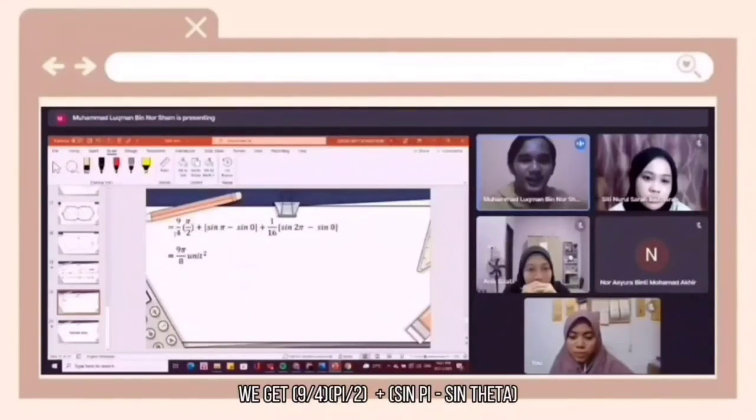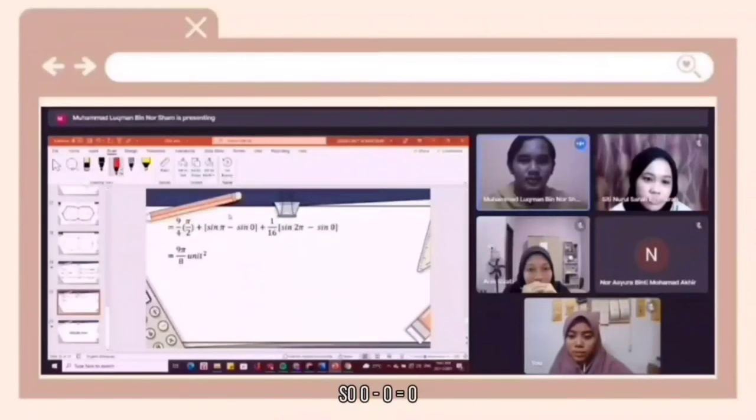Then we simplify the answer. We get 9 over 4 times pi over 2, plus sin theta minus sin 0, and 1 over 16 times sin 4 theta minus sin 0. We know that sin theta and sin 0 are equal to 0, so therefore 0 minus 0 is 0. The same for this, sin 4 theta is also equal to 0, and sin 0 equals 0. Therefore this is 0, and what is left is 9 pi over 8 unit squared.